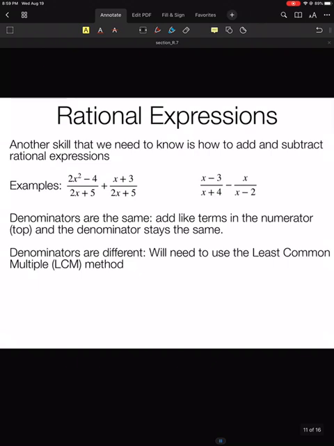The other situation that you'll most likely find yourself in is when the denominators are different, such as the right example. When that happens, we'll need to use something called the least common multiple method. What we're going to have to do is make our denominators the same. So if we don't have it, like we do in the left example, we have to make it happen, like we will have to in the right example.